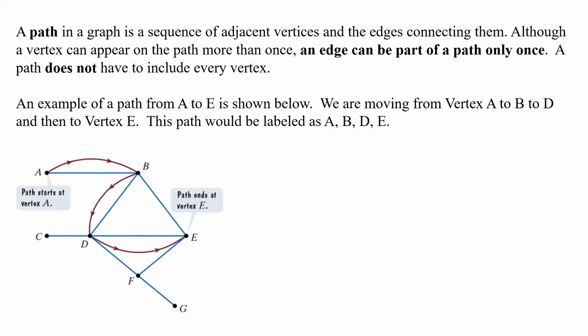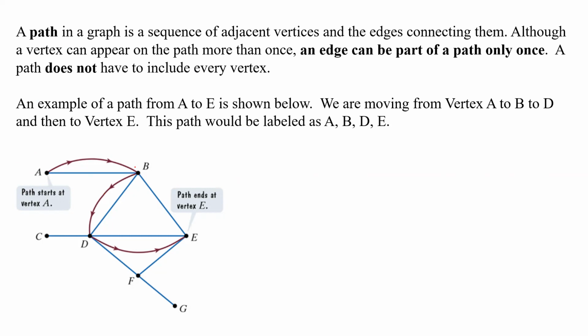All right, so next is a path. A path in a graph is a sequence of adjacent vertices and the edges connecting them. Although a vertex can appear in the path more than once, an edge can be part of a path only one time. So you can have a vertex multiple times, but an edge can only be part of a path once. Now, a path does not have to include every vertex. That's another key piece here.